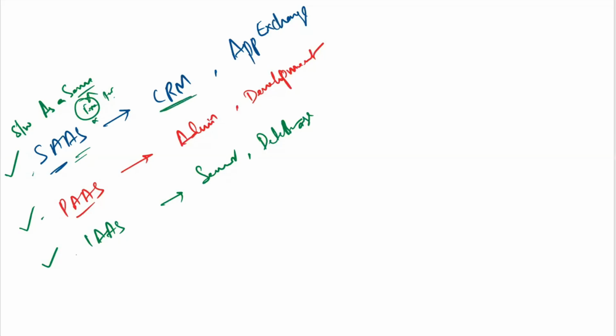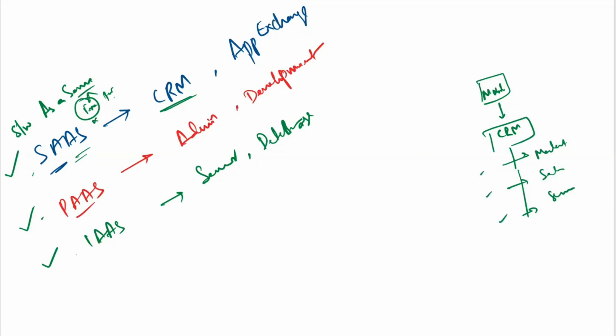Done. Now we come to the CRM, customer relationship management. So here I have a product. If you want to sell this product, you have to use a CRM. In the CRM we have three verticals: one is marketing, second is sales, and third is service. By default, you get marketing, sales, and service free of cost.